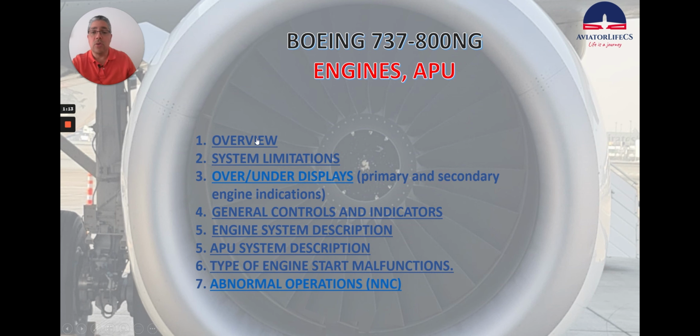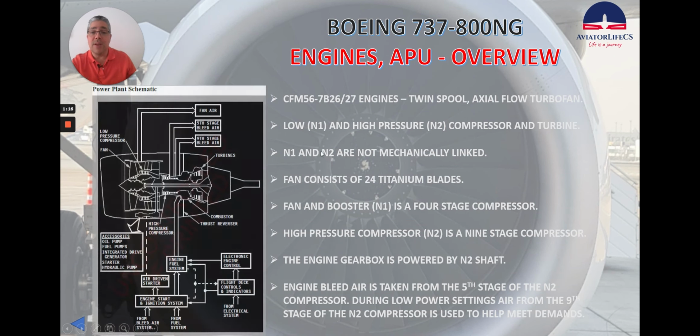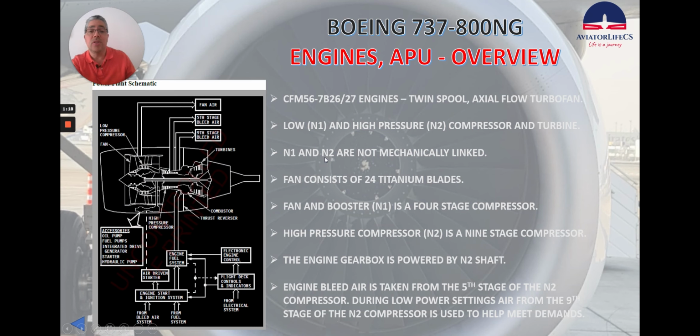Let's talk about the overview. We have a CFM 56-7B26 or 27 engine on the 737-800 NG. It's a twin spool axial flow turbofan. We have a low pressure N1 and high pressure N2 compressor and turbine. N1 and N2 are not mechanically linked.